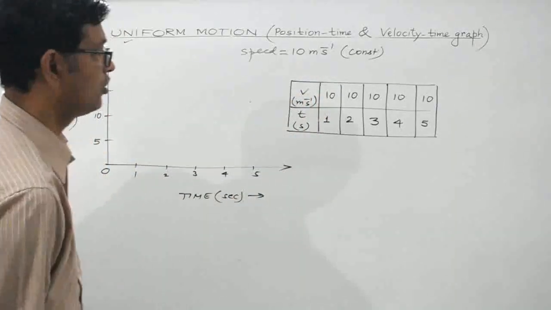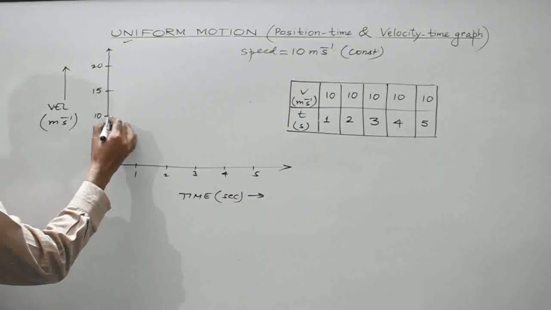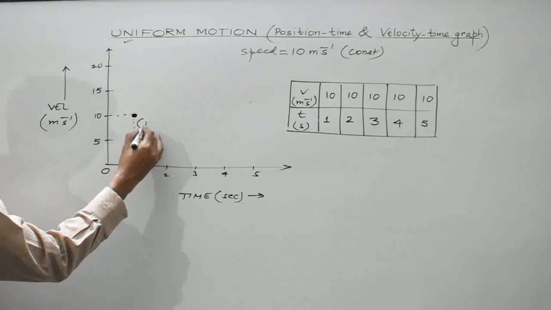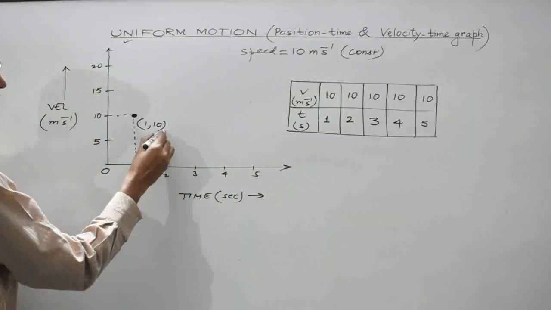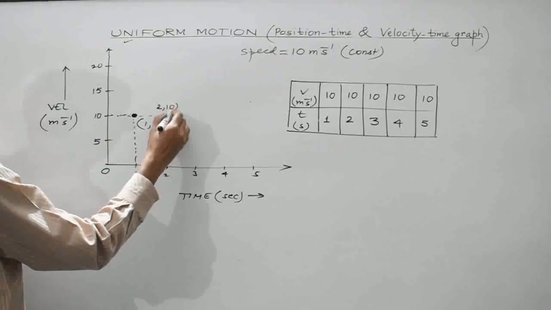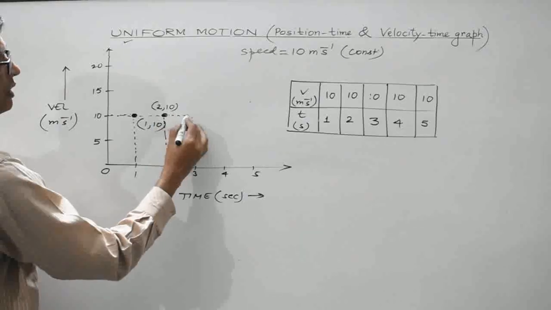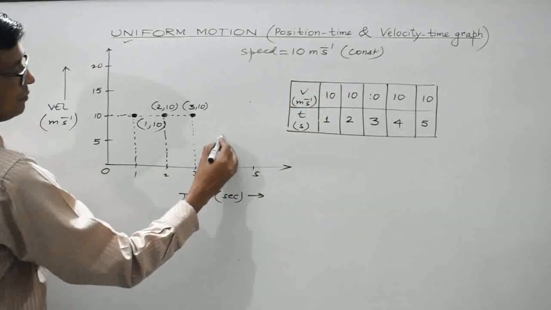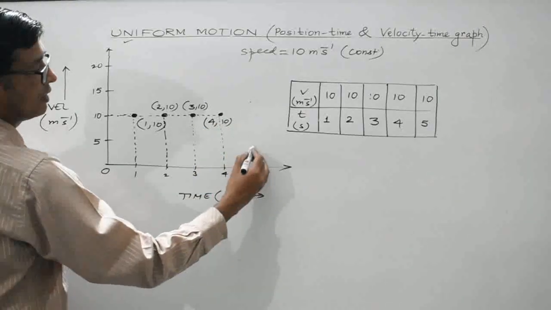Let's plot the graph. Initially, at t equals 0, the body has the same speed. At t equals 1, the speed of the body is 10. This is the point, ordinate and abscissa, that is 1, 10. At 2 seconds, the speed will remain the same. This coordinate is 2, 10. Then 3, 10, t is 3 and v is 10. Then 4, 10. Then 5, 10 and so on.